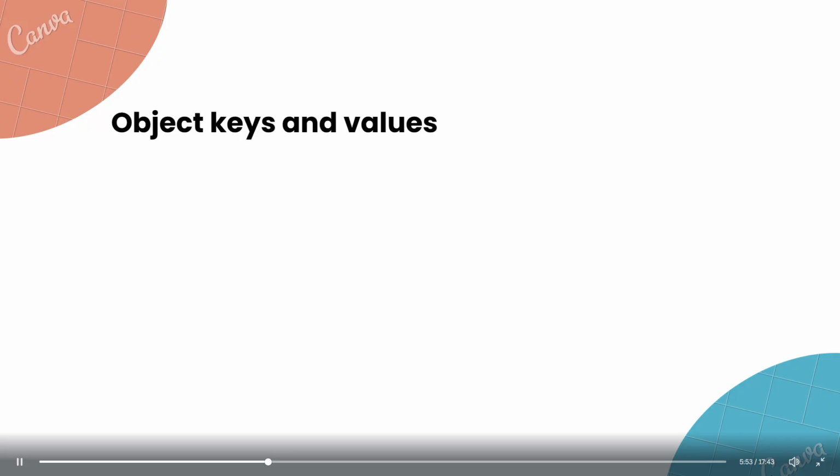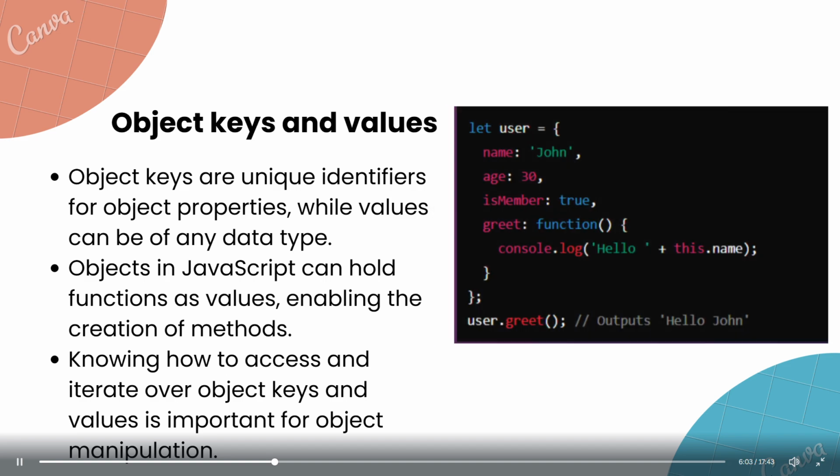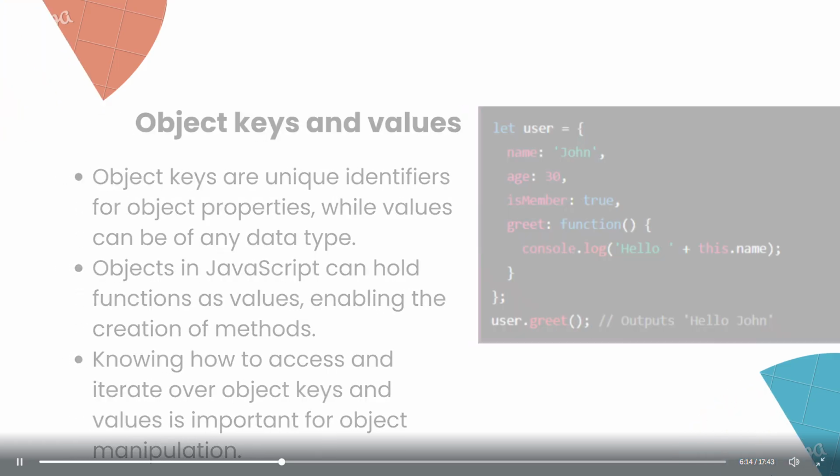Object keys and values. Object keys are unique identifiers for object properties, while values can be of any data type. Objects in JavaScript can hold functions as values, enabling the creation of methods. Knowing how to access and iterate over object keys and values is important for object manipulation.